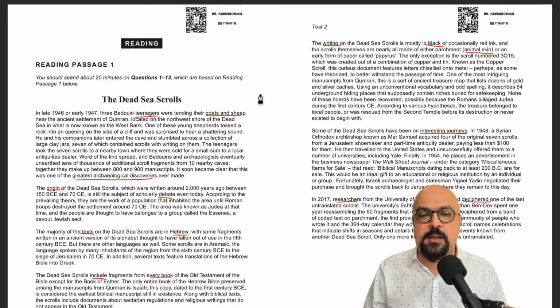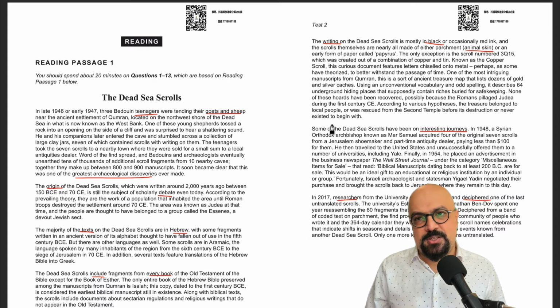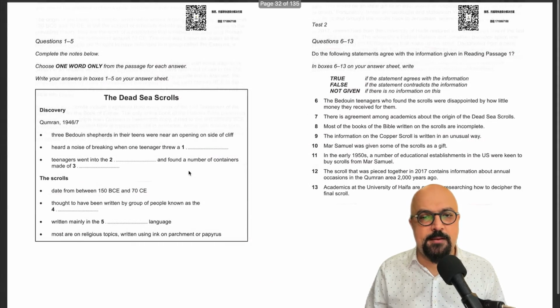So now together we have skimmed the passage in a matter of 1 to 3 minutes. That's the maximum amount of time worth spending on the skimming stage. And then we quickly go to the questions we have. So from questions 1 to 13, we're dealing with 2 types of questions here. Complete the notes and true, false, and not given questions.